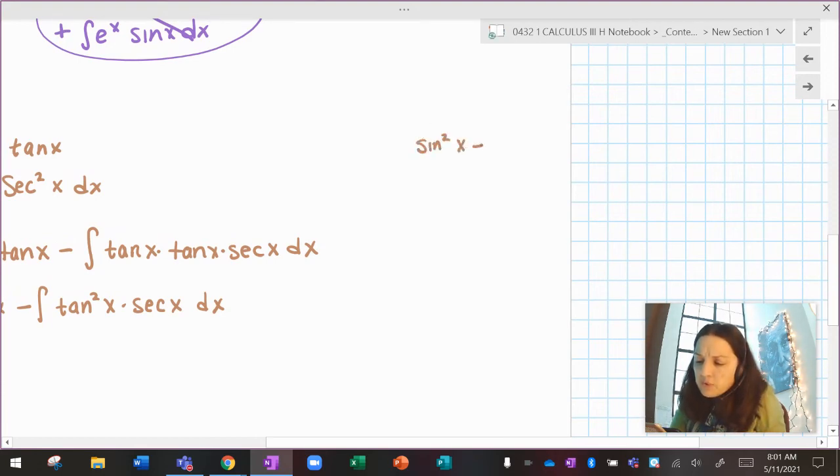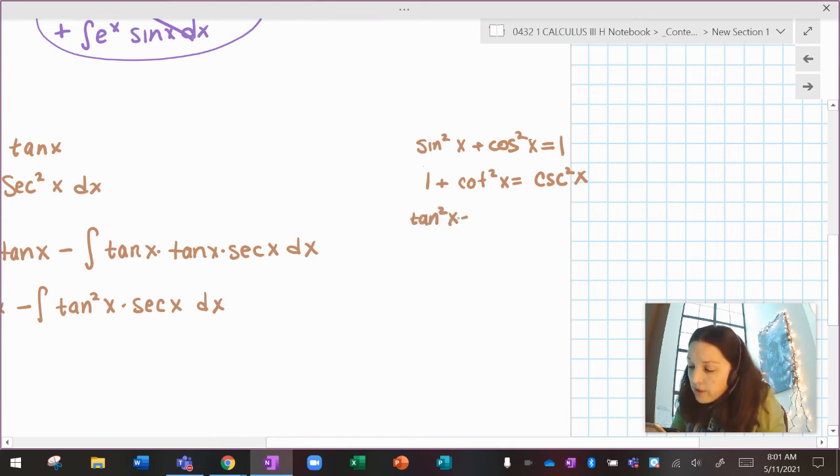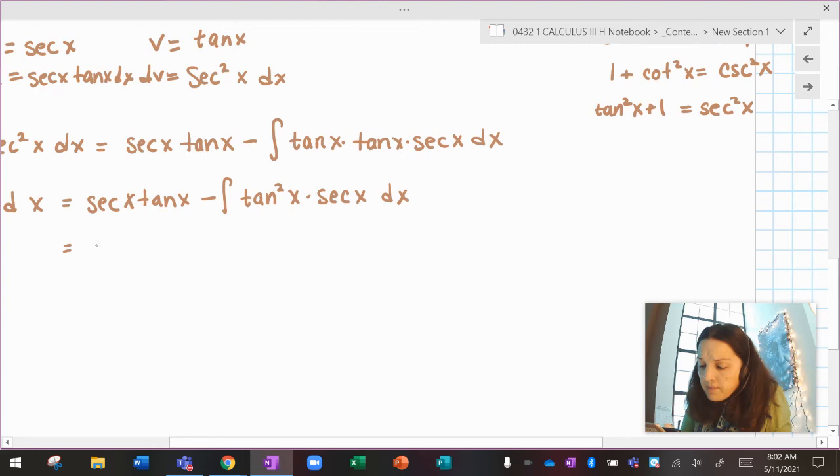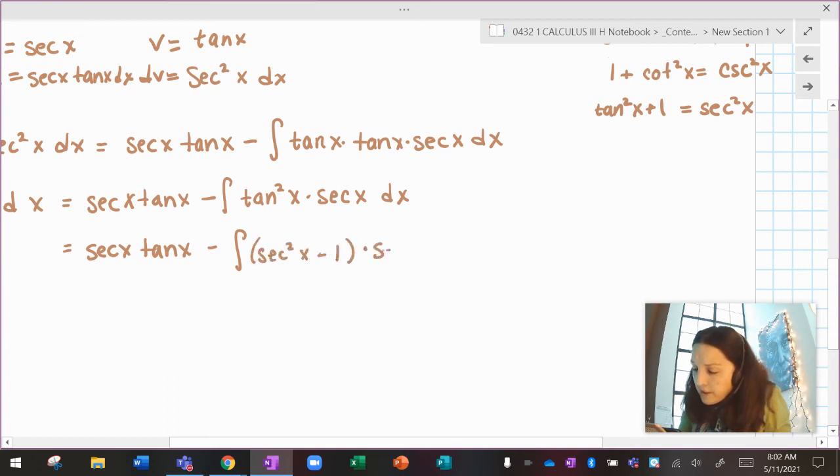And if you're thinking, what were those Pythagorean identities again? Those were the ones that said sine squared x plus cosine squared x equals 1. So if I divide both sides by sine squared, I would get 1 plus cotangent squared equals cosecant squared. And if I divided both sides by cosine squared, I would have tangent squared plus 1 equals secant squared. So what I can do is say, you know what? I'm going to rewrite this as tangent squared becoming secant squared x minus 1, times secant x dx.